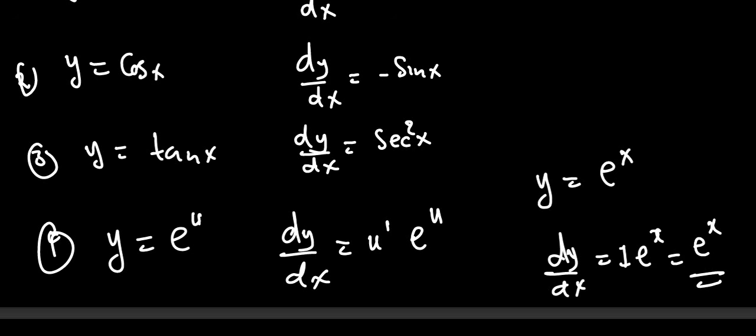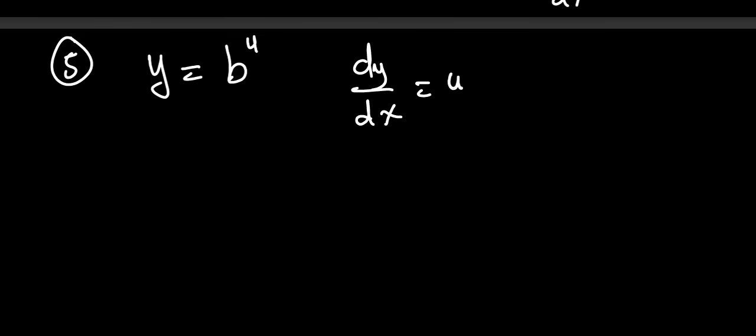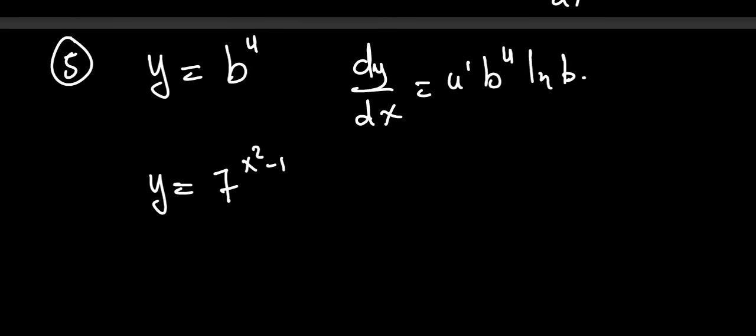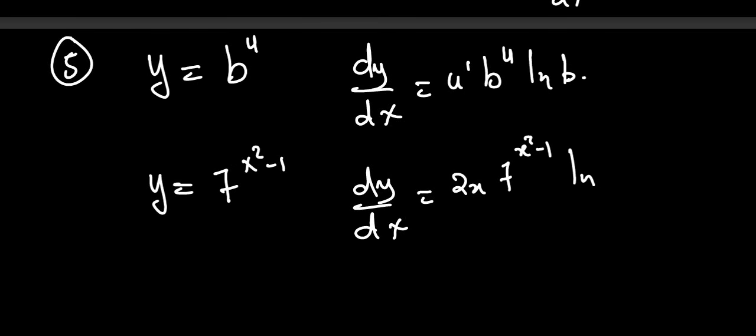Then the fifth one is that if you have y is equal to b to the power u, the derivative of such a function is u prime b to the power u, then ln the b given. For instance, if you have 7 to the power x squared minus 1, the derivative here is just going to be 2x, write back the 7 to the x squared minus 1, ln the base, which is 7. This is what you get as a derivative. So this is a procedure. Please don't forget, we differentiated the exponent. This is where the 2x is coming from.